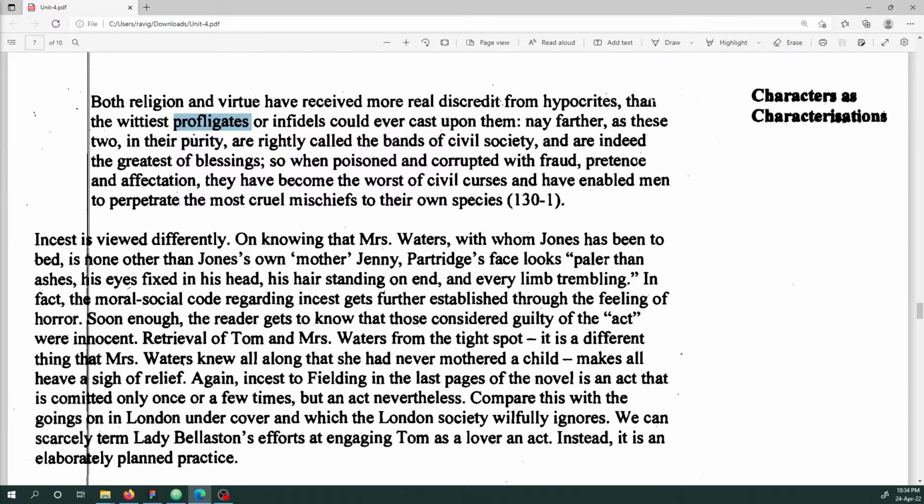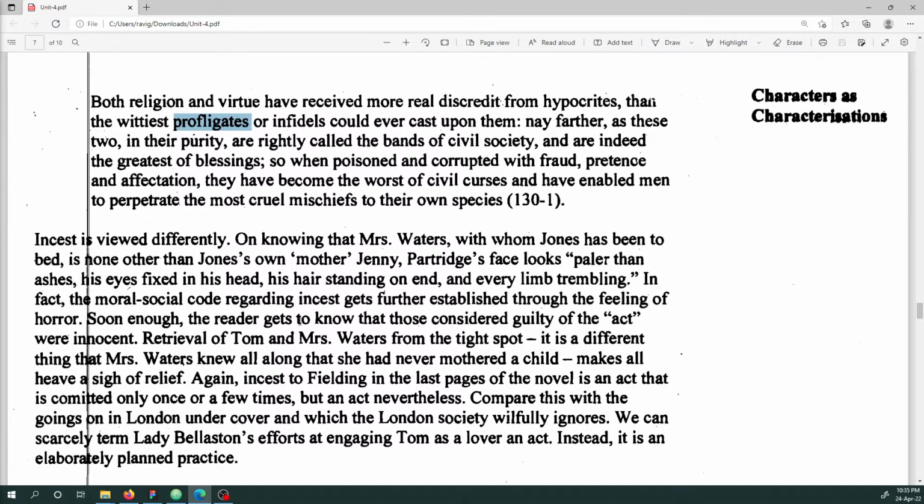Incest is viewed differently. On knowing that the Mrs. Waters with whom Tom has been to bed is none other than Jones' own mother, Jenny, Partridge's face looks paler than ashes, his eyes fixated in his head, his hair standing on end, and every limb trembling. In fact, the moral social code regarding incest gets further established through the feeling of horror.